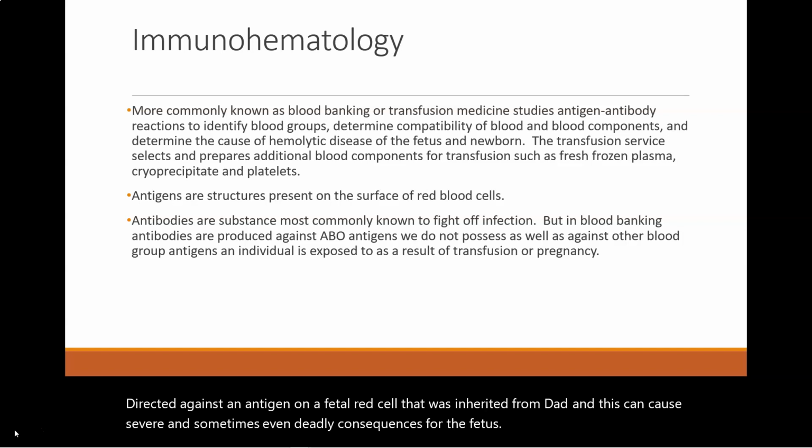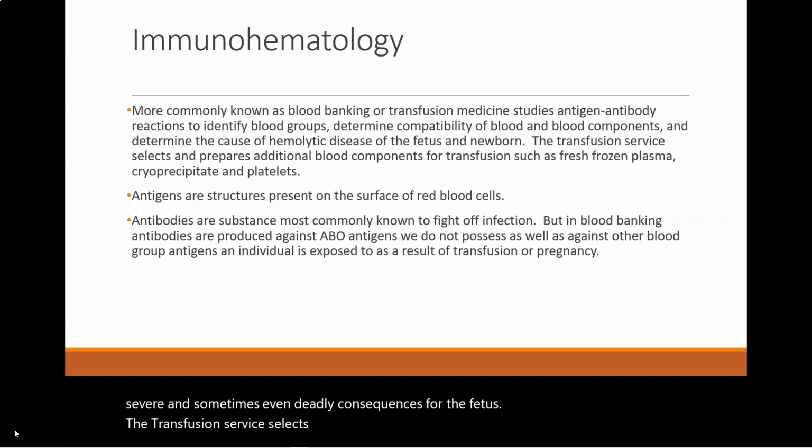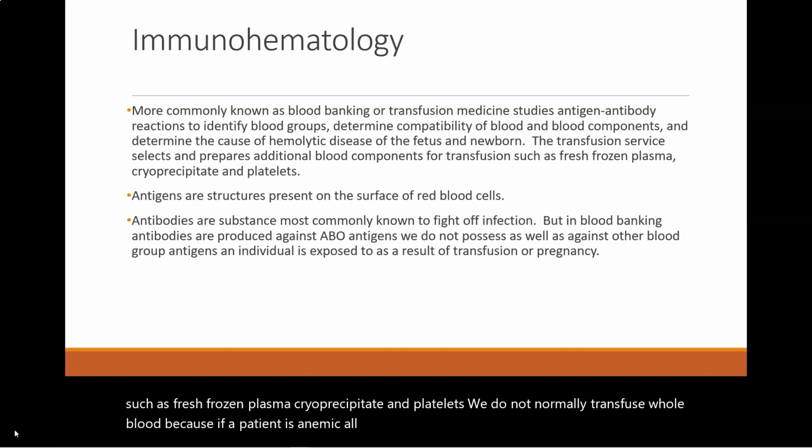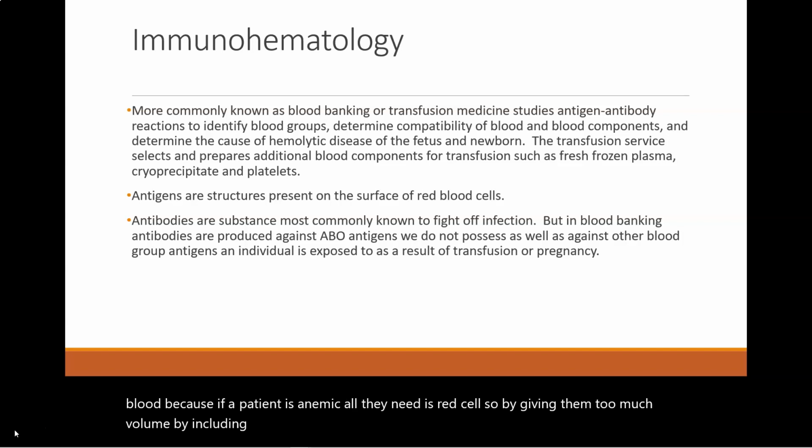The transfusion service selects and prepares additional blood components for transfusions, such as fresh frozen plasma, cryoprecipitate, and platelets. We do not normally transfuse whole blood because if a patient is anemic, all they need is red cells. So by giving them too much volume, by including the plasma, could cause additional problems for the patient.